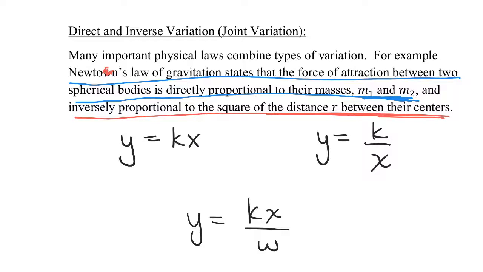It's directly proportional to the masses. So what could I write from that? And there's two masses, so be a little bit careful here. It's a little tricky. I'll put F for force to start. The force is directly proportional to the masses, M1 and M2, and it's indirectly or inversely proportional to the square of the distance.